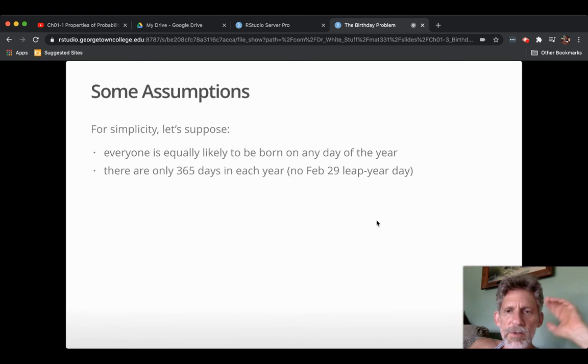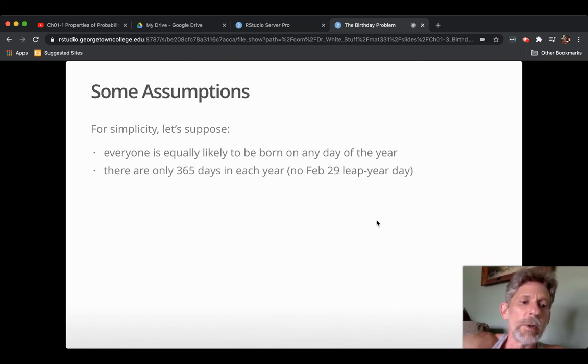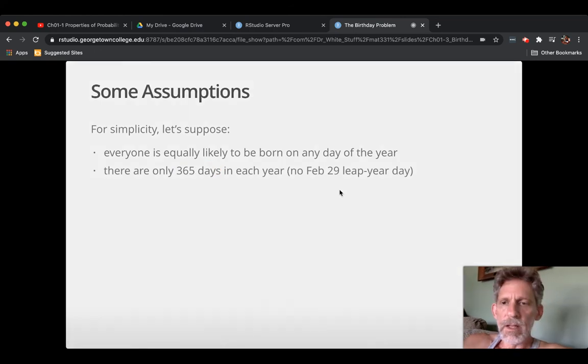So the birthday problem starts off with some simplifying assumptions. Let's just suppose for simplicity that everyone's equally likely to be born on any day of the year. We know that births actually vary seasonally, but let's just make it simple for ourselves here. And let's also suppose there's only 365 days in every year, no February 29th leap year day, okay?